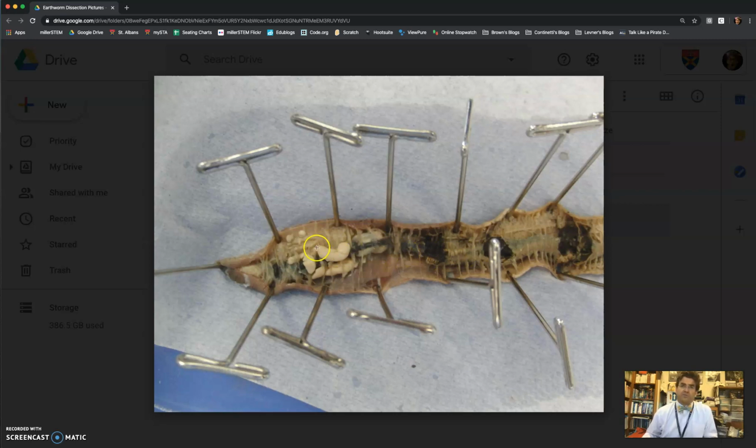Here is the reproductive organs. So here's this kind of tan, fleshy parts right here and here, as well as here. That is the seminal vesicles. Again, the male reproductive organs. These little ball structures right here are the seminal receptacles. Those are the female reproductive organs.